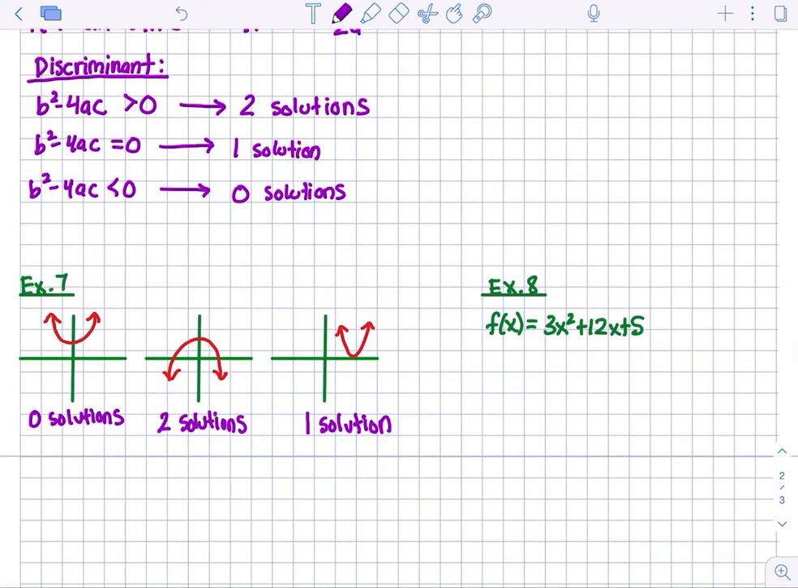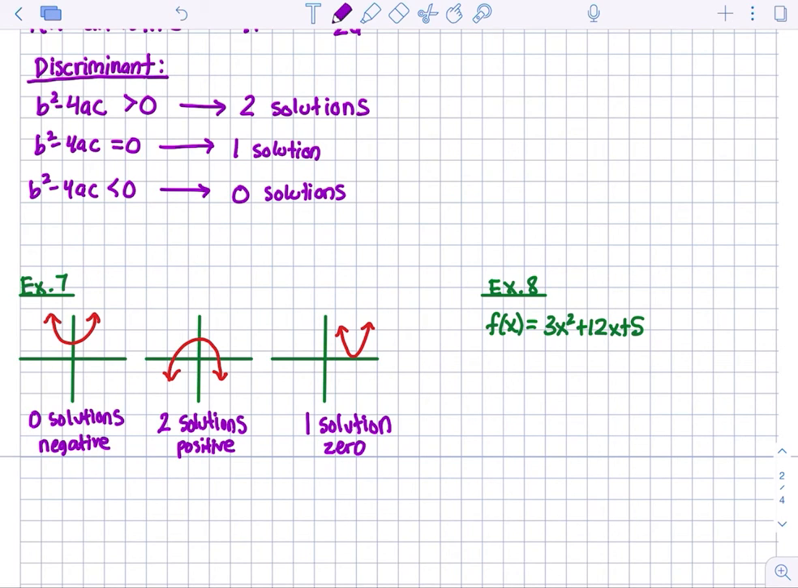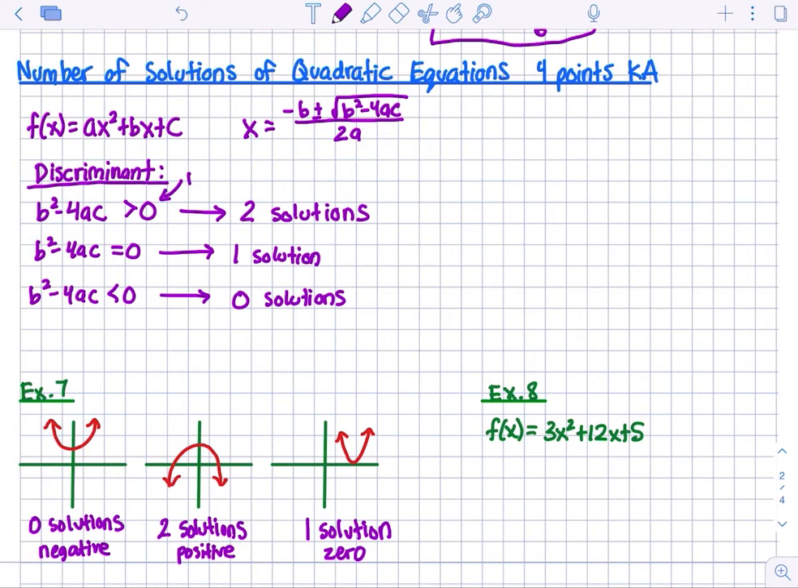So discriminant wise, this one would be positive. This one would be if the discriminant was 0. And this one would be if the discriminant was negative. Remember, if the discriminant is positive, it has 2 solutions. If the discriminant is negative, it has 0 solutions, and if the discriminant is equal to 0, then it has 1 solution. So this would be 0.